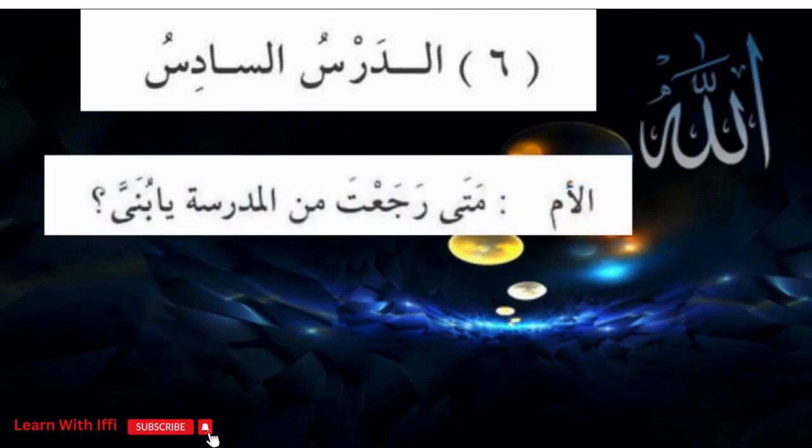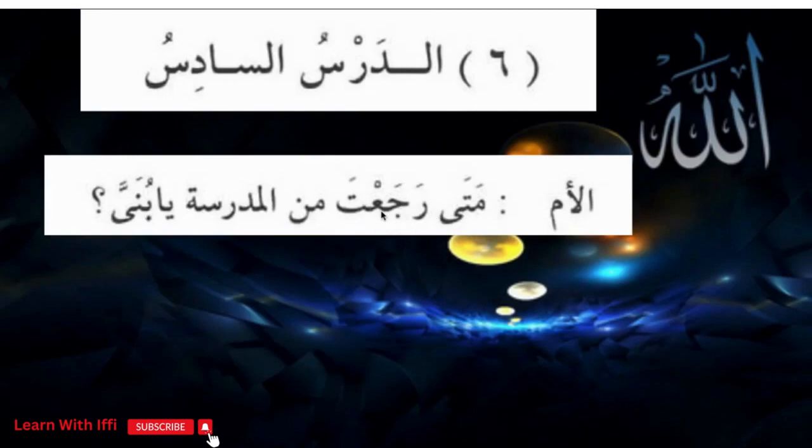So the mother is asking her son, mata raja'ata min al madrasati ya bunayya. We're going to understand this sentence. Mata is an article of question. It is when, and it is a zarf. Raja'a means he returned, so raja'ta means you returned. So when did you return?